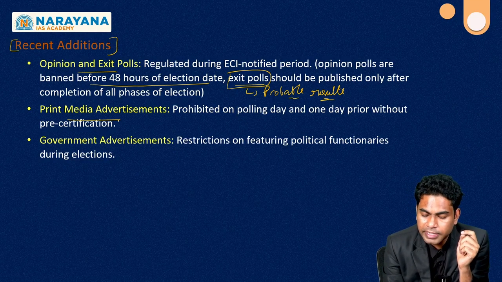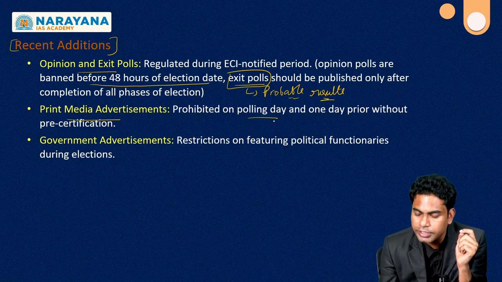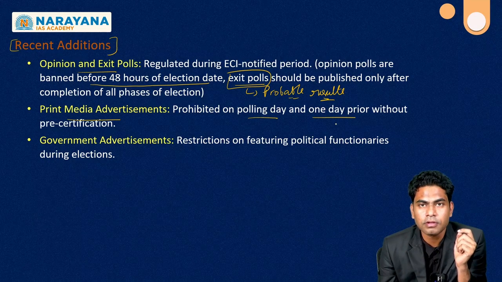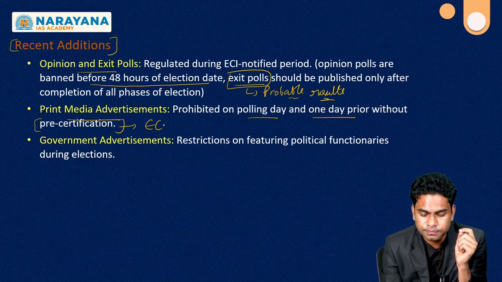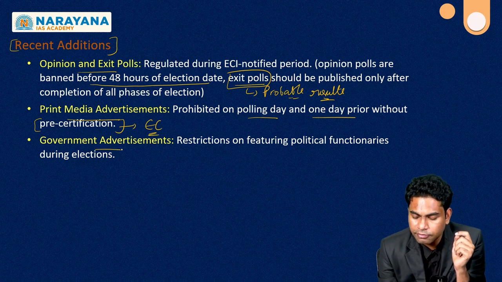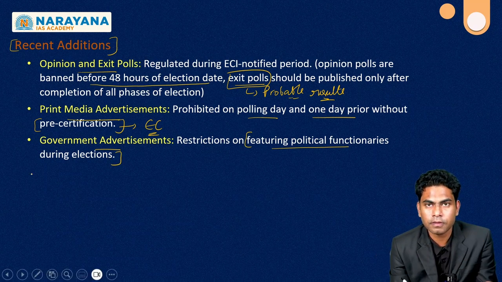Next is, print media advertisement is prohibited on polling day and one day prior without pre-certification. You have to get certification from the Election Commission. And then government advertisements featuring political functionaries during elections are also prohibited.